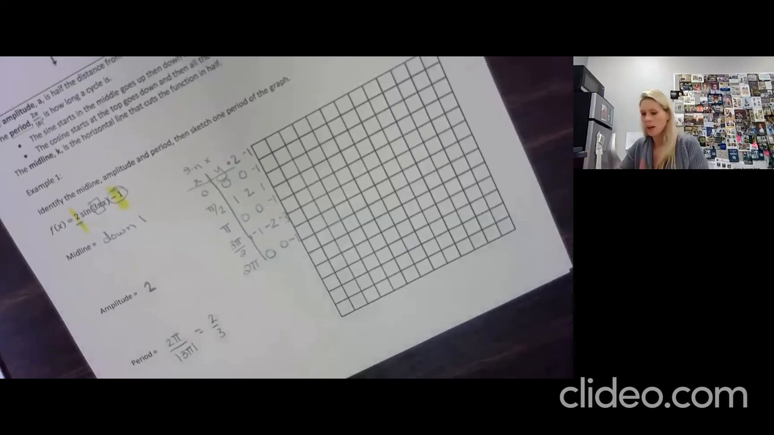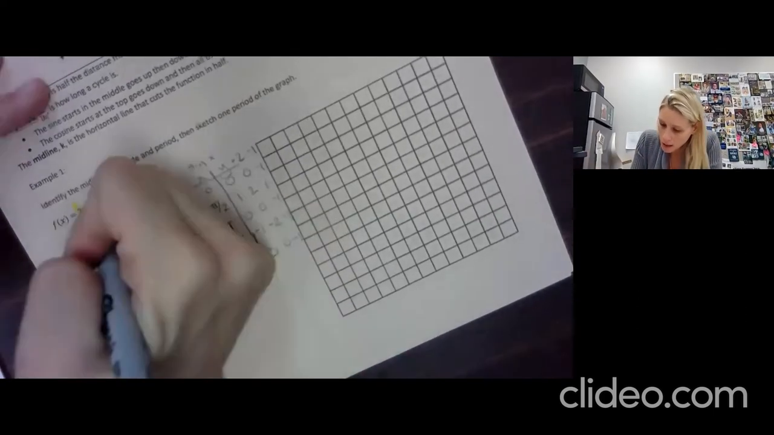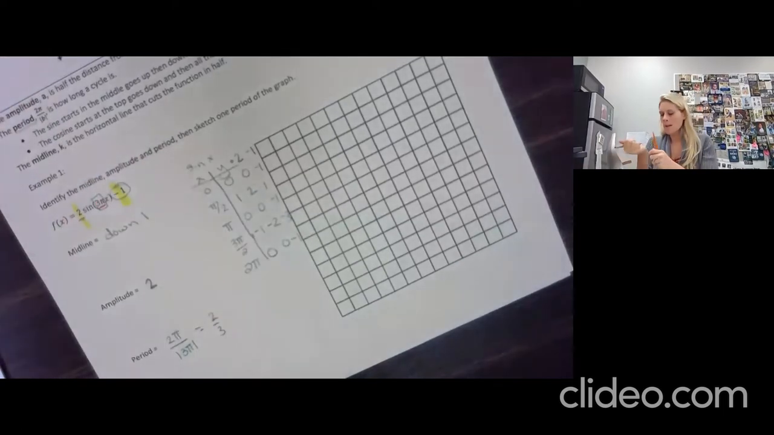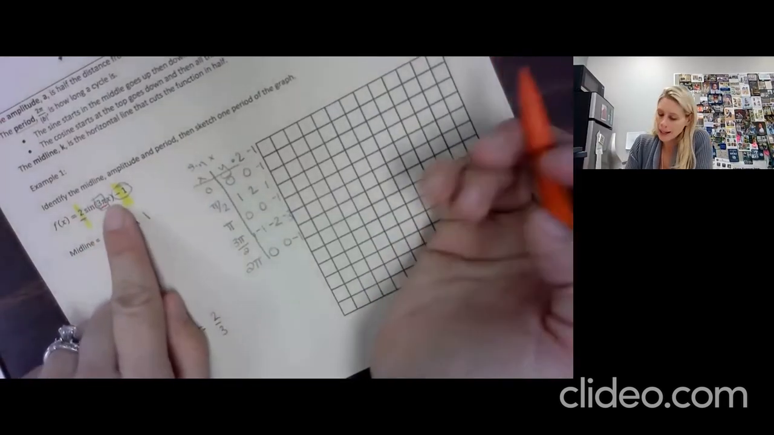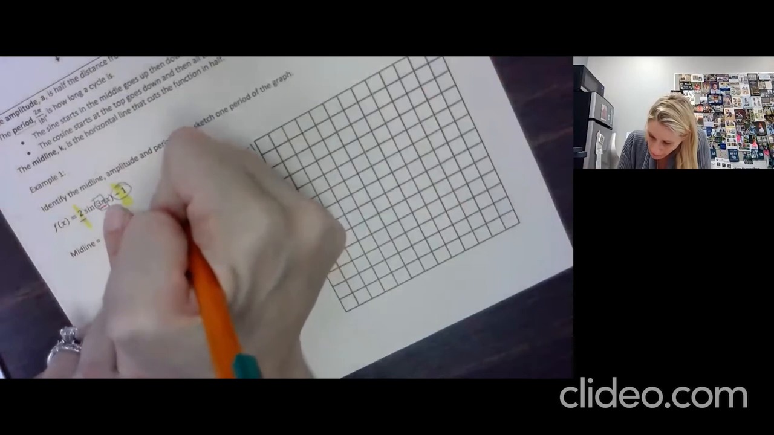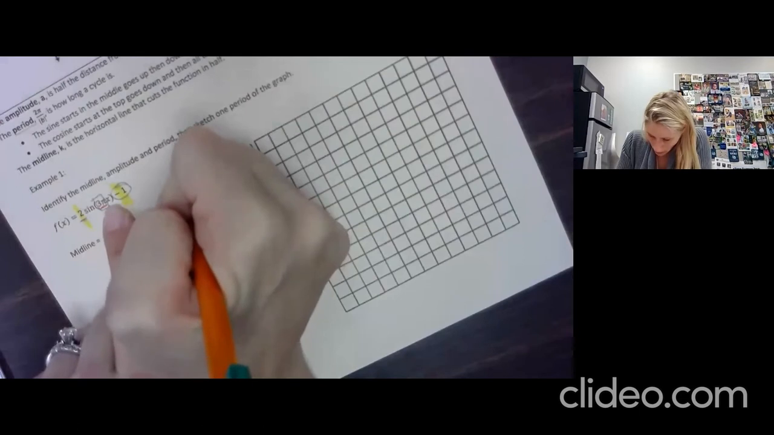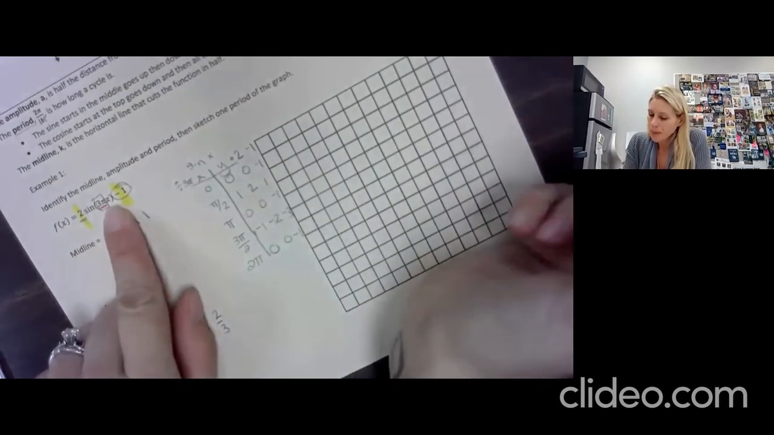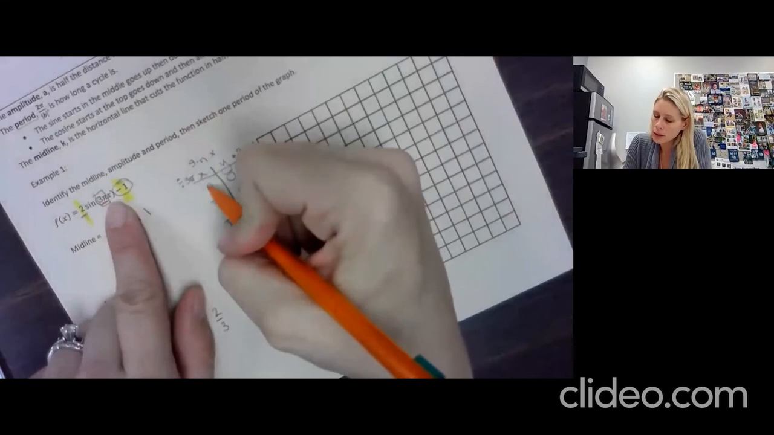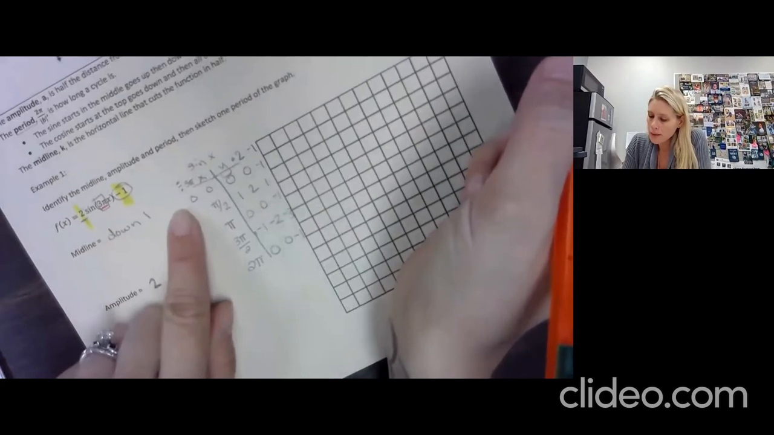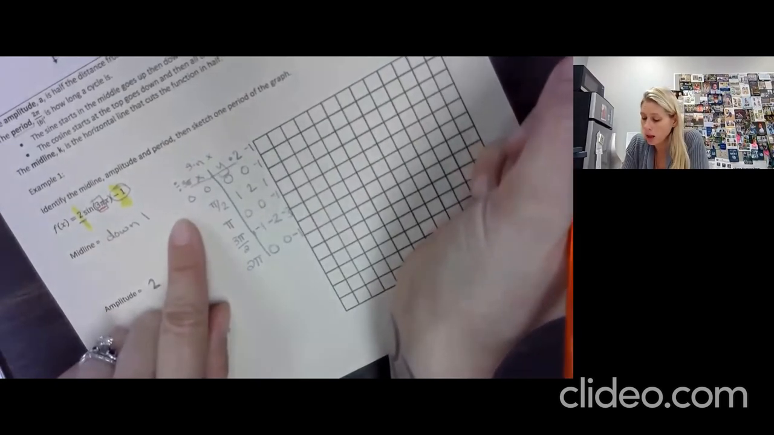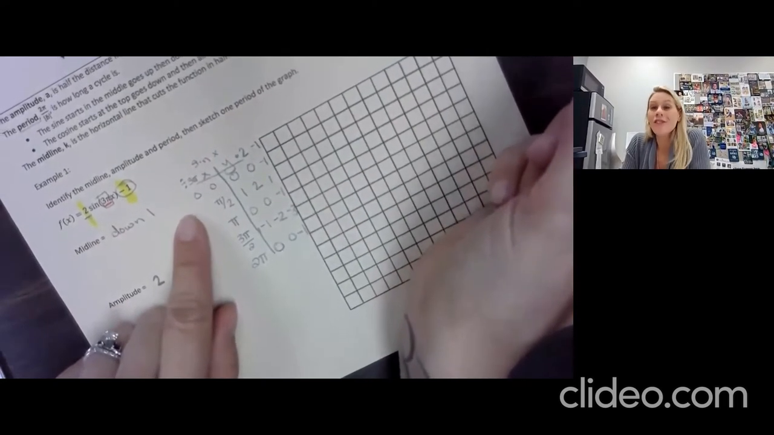Let's see, do I have another color? Now on the inside, we have this 3 pi. Now remember, what did we do? We have to do the opposite to what we're thinking. So 3 pi is multiplied by X, so what we have to do is divide it by 3 pi. Opposite. So 0 divided by 3 pi is 0. Then pi over 2 divided by 3 pi.